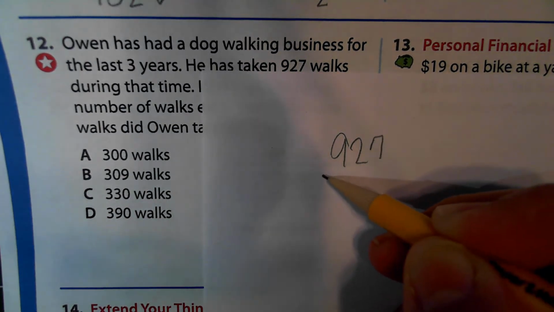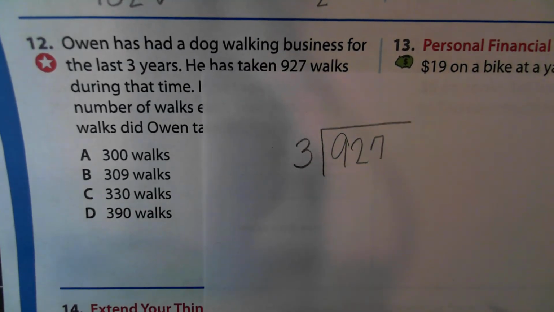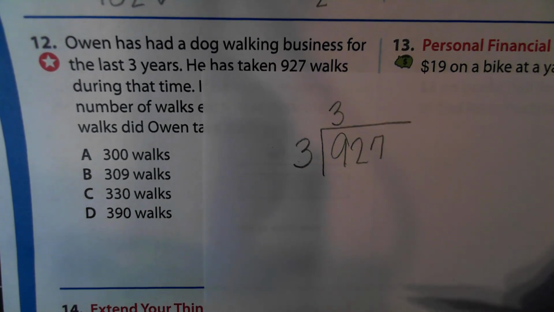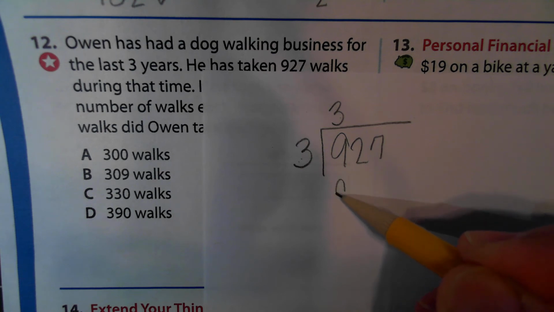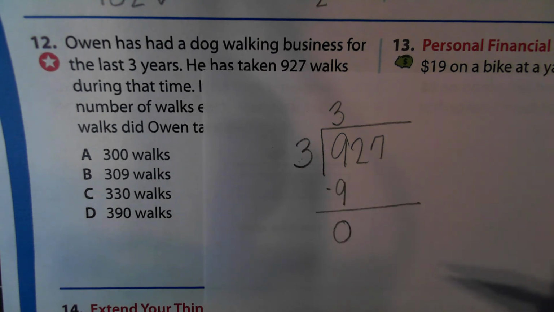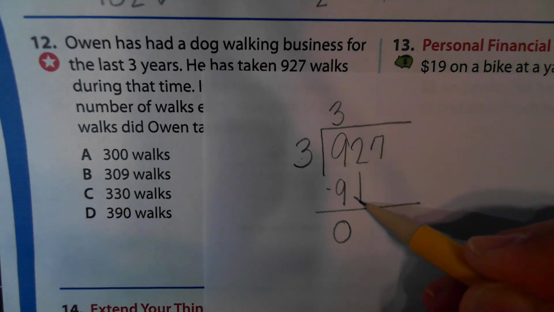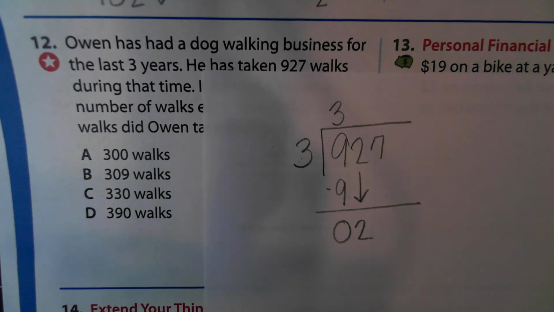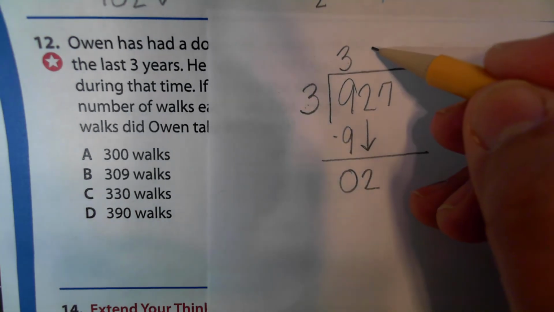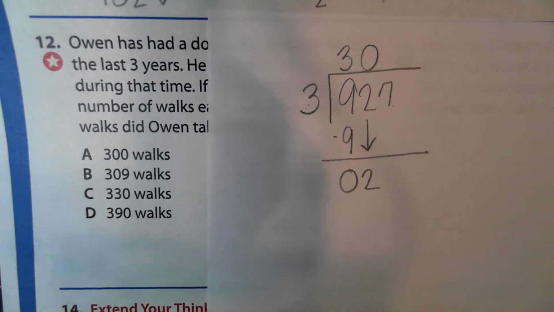927 divided by 3. 9 divided by 3 is 3. 3 times 3 is 9. And there's a 0. Bring down the 2. And I realize 2 is smaller than 3. Can't divide that. So I need a placeholder until I can bring the 7 down.